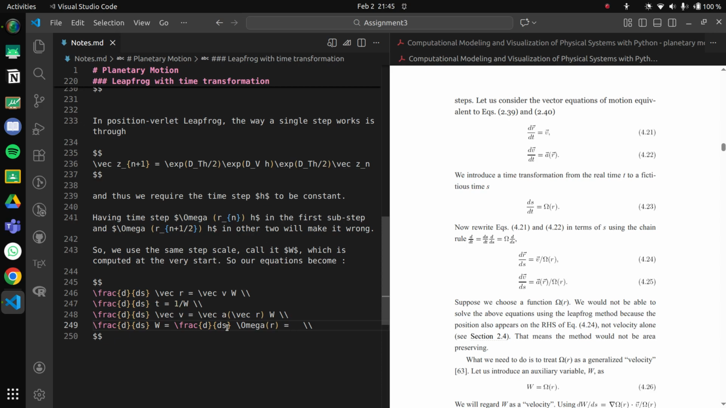But even if this was some complicated function, if your omega of r was something which isn't just based on the distance but on all the coordinates, you would still be able to do this. You just take a gradient first. This tells you how omega changes with r, and then you multiply by the change in r itself, which is dr by ds. So it's a dot product.